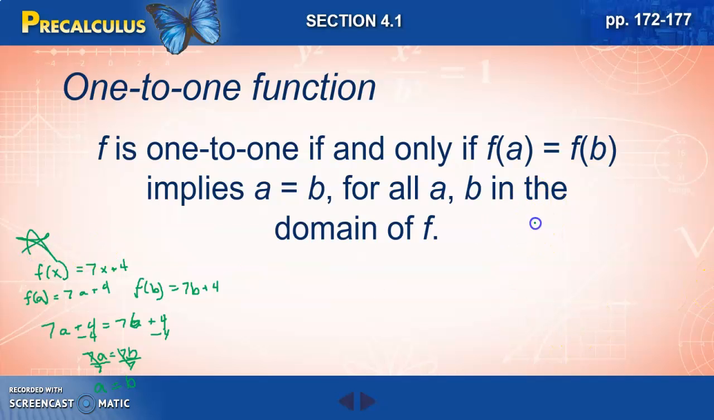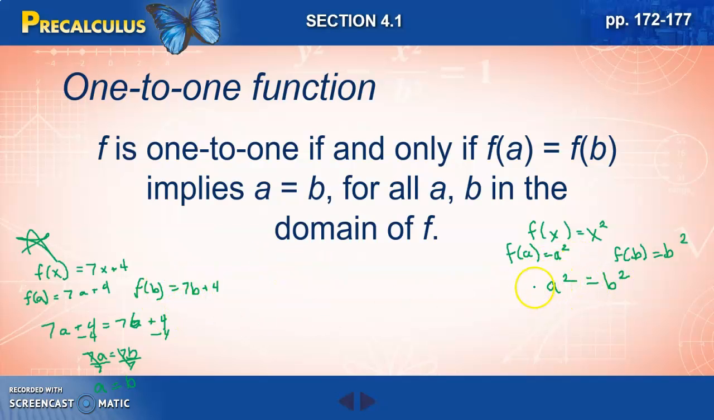Now let's take the function f of x equals x squared. So our f of a would be a squared, and our f of b would be b squared. And our function is one-to-one if f of a equals f of b, and when we simplify, we get a equals b. So let's take a squared equals b squared, and I'm going to do what I did over here. I'm going to solve for a.